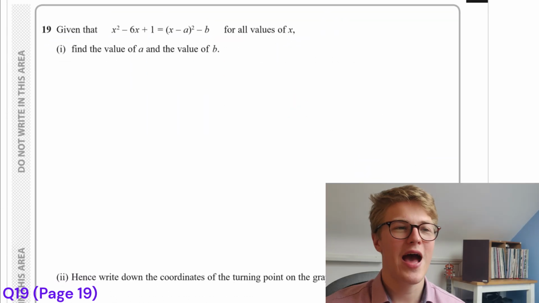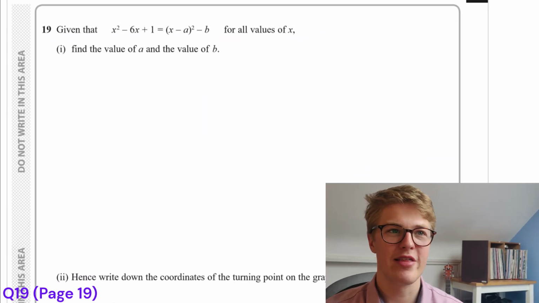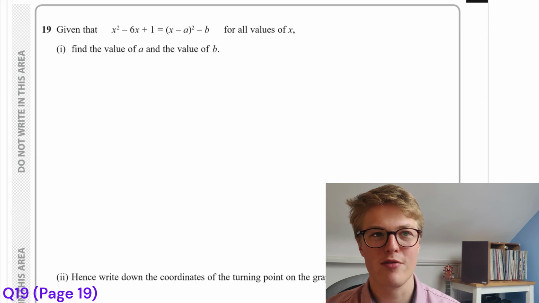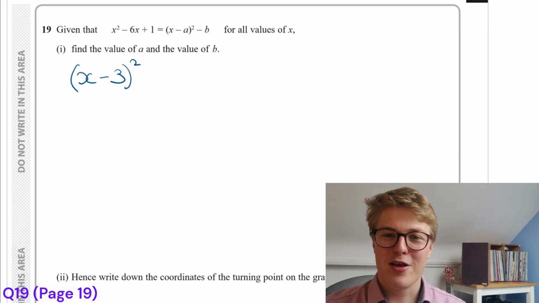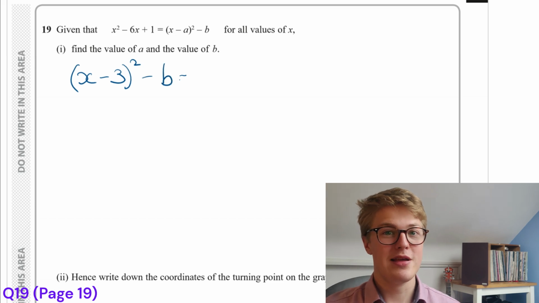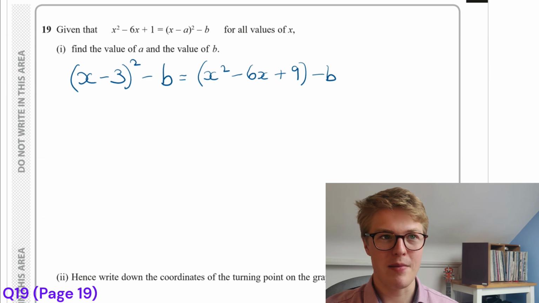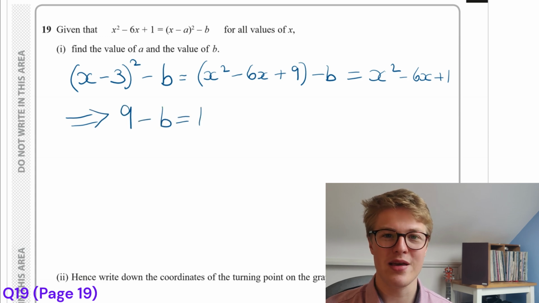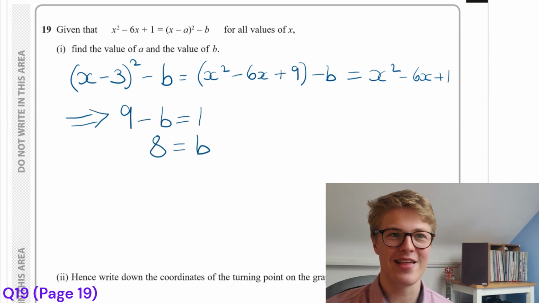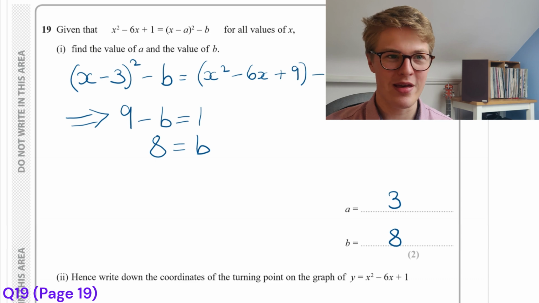final answer. Given that x squared minus 6x plus 1 is equal to (x minus a) squared minus b for all values of x, find the value of a and the value of b. So we have (x minus 3) squared minus b, because we're completing the square, and this gives us x squared minus 6x plus 9 minus b. Remember, this is equal to x squared minus 6x plus 1, because we're told that in the question, so therefore 9 minus b is equal to 1. This means that 8 is b, so therefore a is 3 and b is 8.